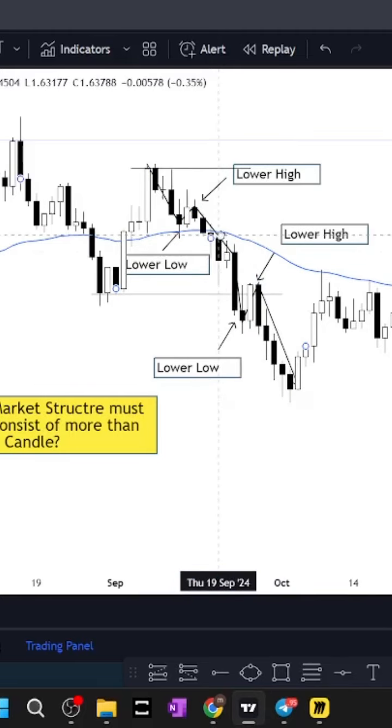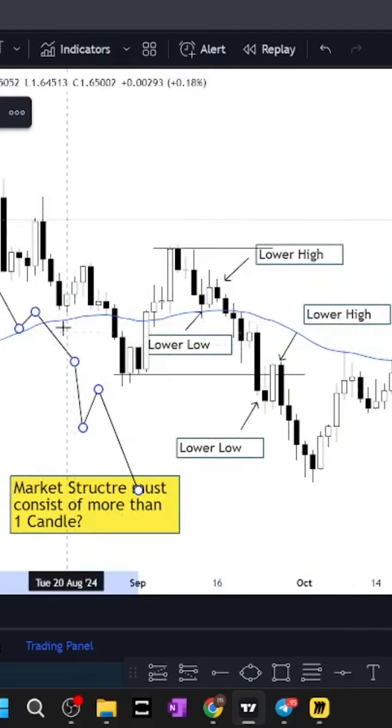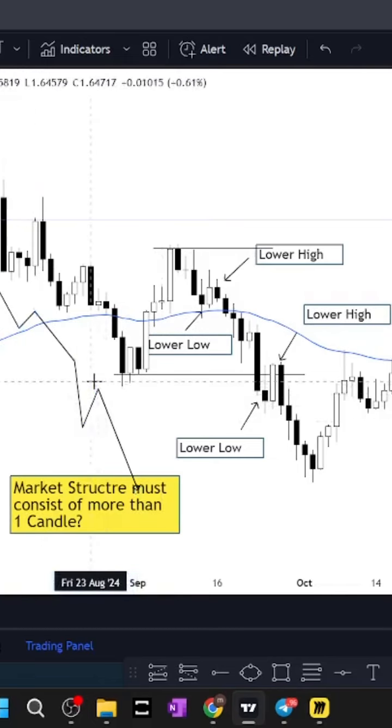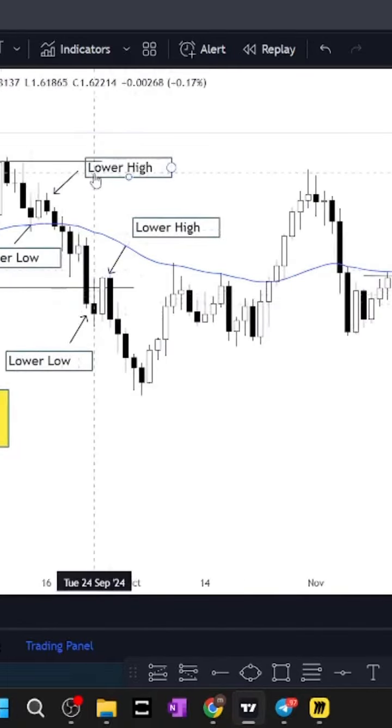As you can see, this here is clearly defining market structure. It does not look the cleanest, but this is it. There's your lower high, there's your lower low, there's your lower high, there's your lower low, right? Or lower low, lower high, lower low, lower high, however you want to phrase it. So with that being said, that is how you identify proper market structure.